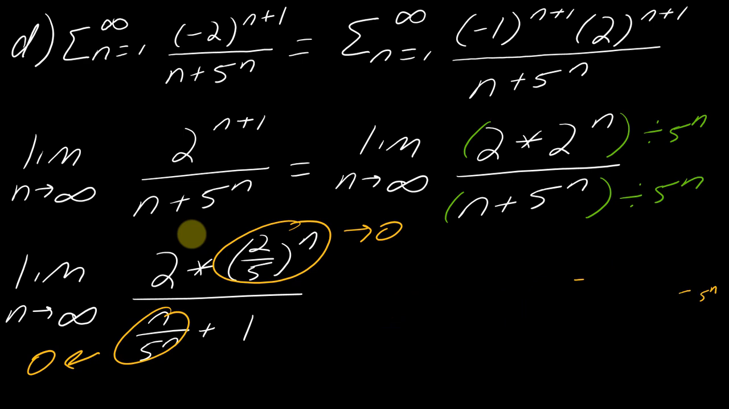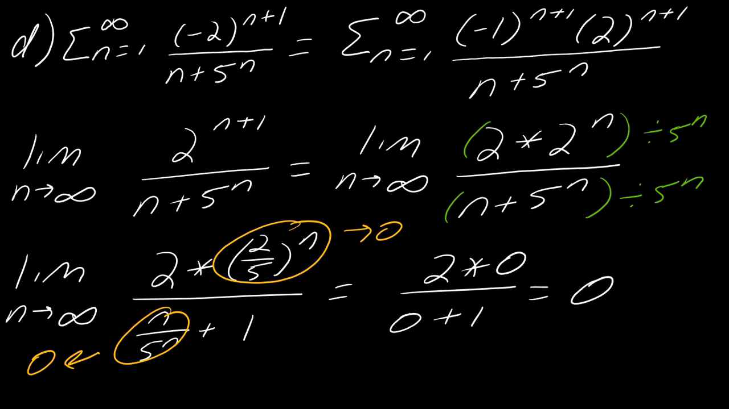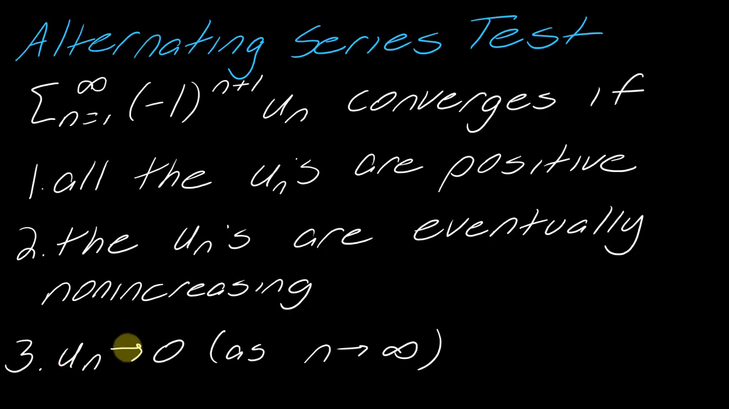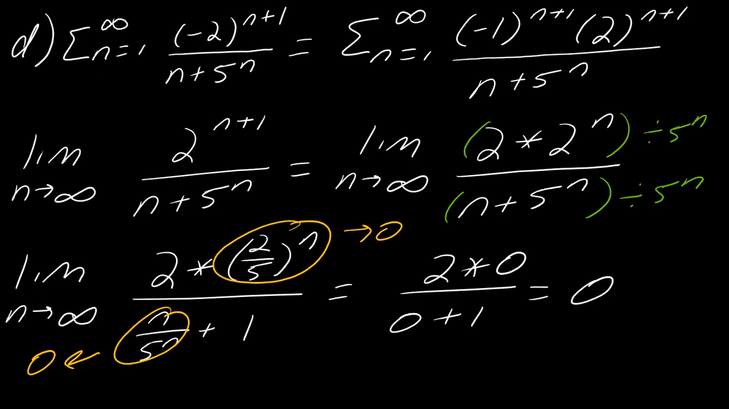Okay, let me get rid of all that. And now this leaves me with 2 times 0 over 0 plus 1. So this just equals 0. Cool. All of that work to show that this condition here, that the series goes to 0, is met. So we're all good there. Okay, and let me clear some space.